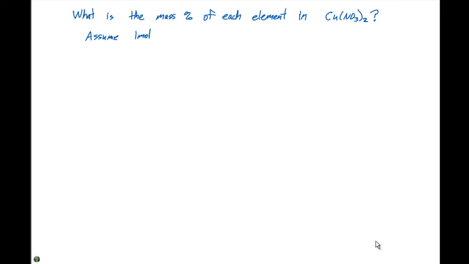So we're going to assume that we have 1 mole of Cu(NO3)2. If we have 1 mole, we need to figure out how many grams this mole is going to weigh. In terms of copper, there's 1 copper atom in this complex, and that's going to have a molar mass of 63.5 grams. So we have 63.5 grams coming from the copper.